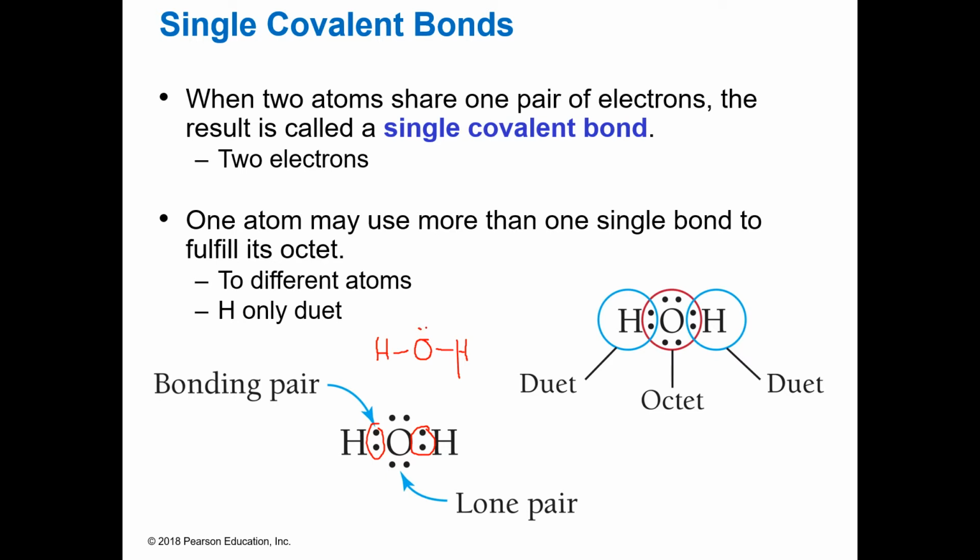And then I still have left over a lone pair here and a lone pair here. Okay. One thing to know is that hydrogen can only form a single covalent bond.